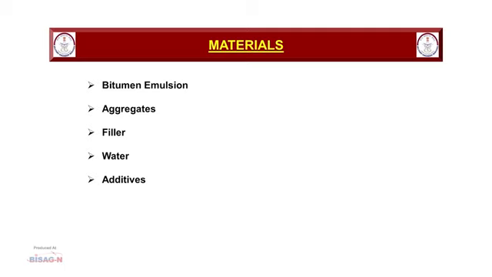Mineral filler shall be OPC. The quantity shall be in the range of 0.5 to 2 percent of the weight of the aggregate, and the water shall be potable and the pH of the water shall be 6 to 7. Additives are generally used for retardation and acceleration.